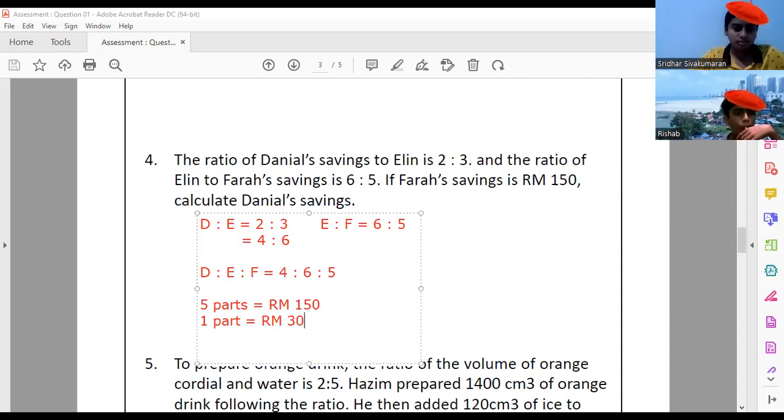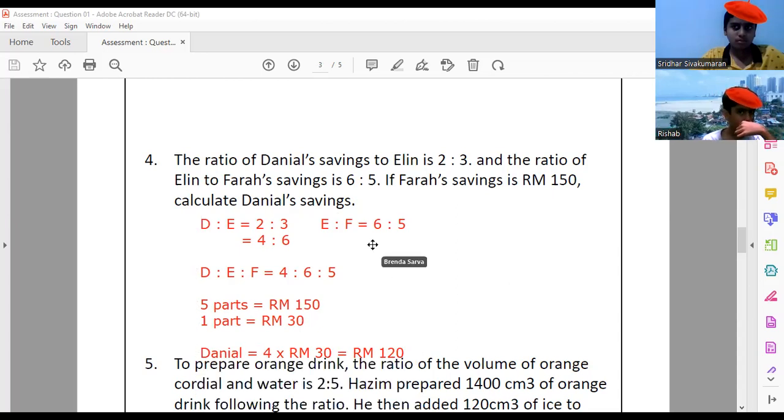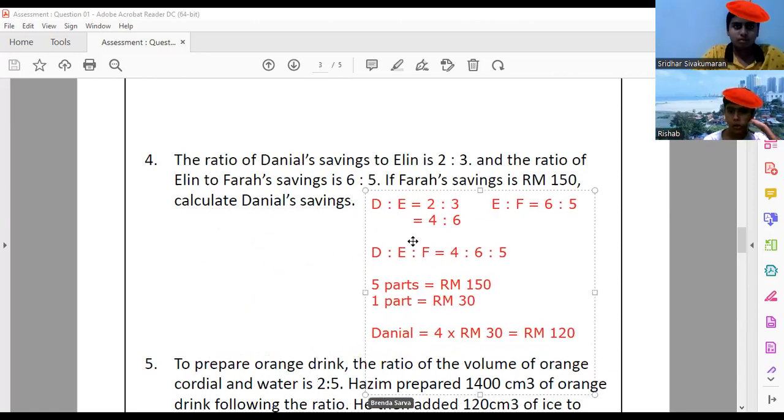Done. We want to calculate Daniel's savings. Now, Daniel has got how many parts? Look at your final ratio here. Because this is where you can compare. Farah has 5 parts. Daniel has 4 parts. Can you see that? Daniel would be how much? Daniel is 4 parts. Yes or not? 4 times RM30, which is equivalent to RM120. Do you understand? Yes, teacher. This is how we solve.